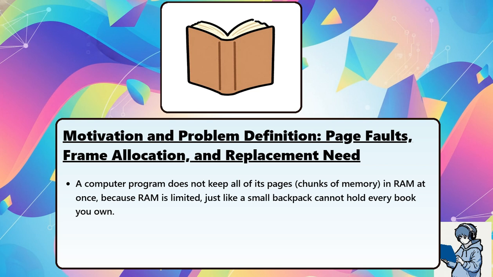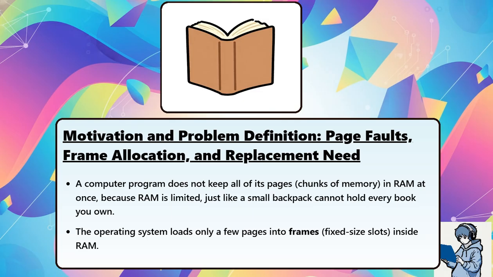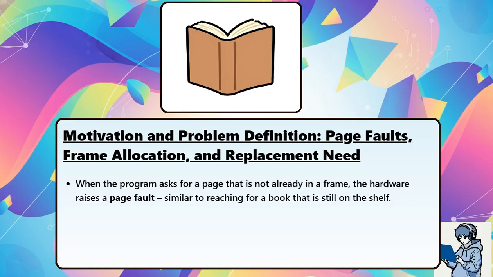A computer program does not keep all of its pages, chunks of memory, in RAM at once because RAM is limited, just like a small backpack cannot hold every book you own. The operating system loads only a few pages into frames, fixed size slots inside RAM. When the program asks for a page that is not already in a frame, the hardware raises a page fault, similar to reaching for a book that is still on the shelf.